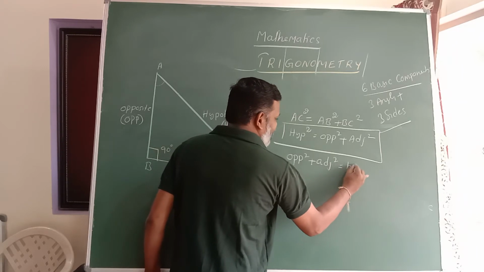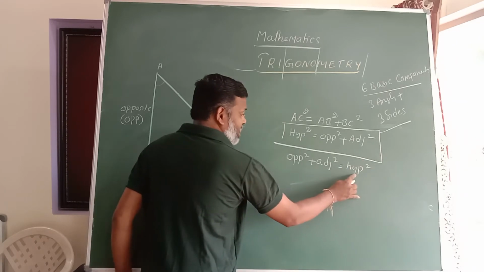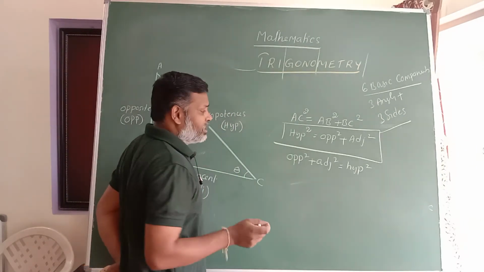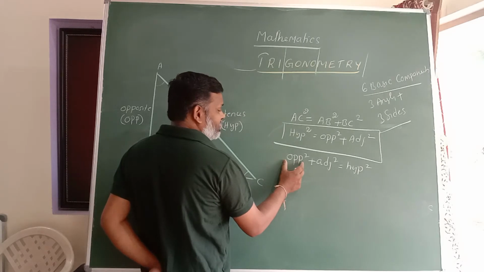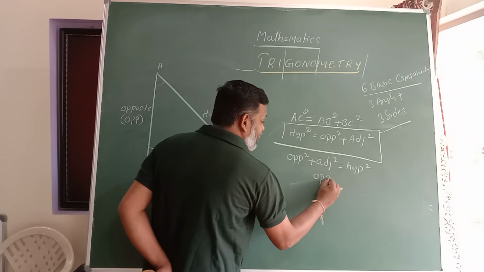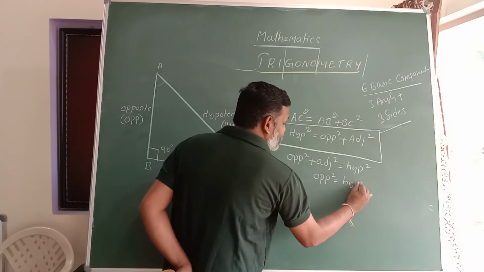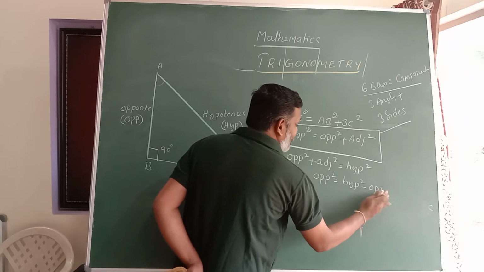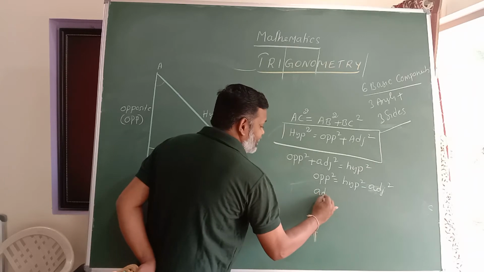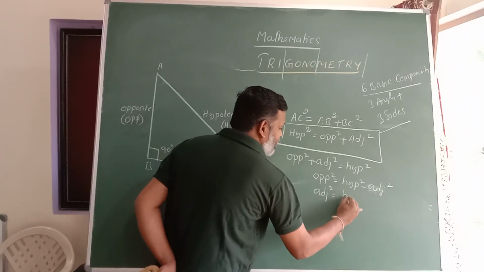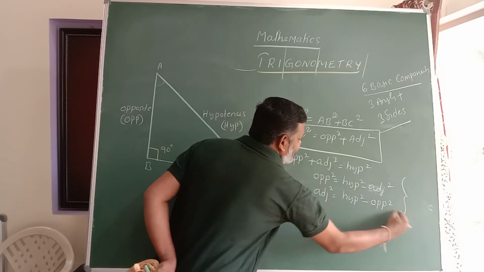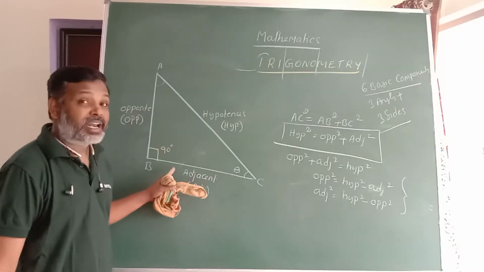We can take it as hypotenuse square. Compared to the hypotenuse, the opposite and adjacent sides are always the smaller sides, right? So if you want to find the opposite side, you have to take the adjacent square to the right side. Now we can say that opposite square is equal to hypotenuse square minus adjacent square, right? And in order to find adjacent square, we can use hypotenuse square minus what? Opposite square. This is a concept related to the Pythagoras theorem using a right angle triangle.